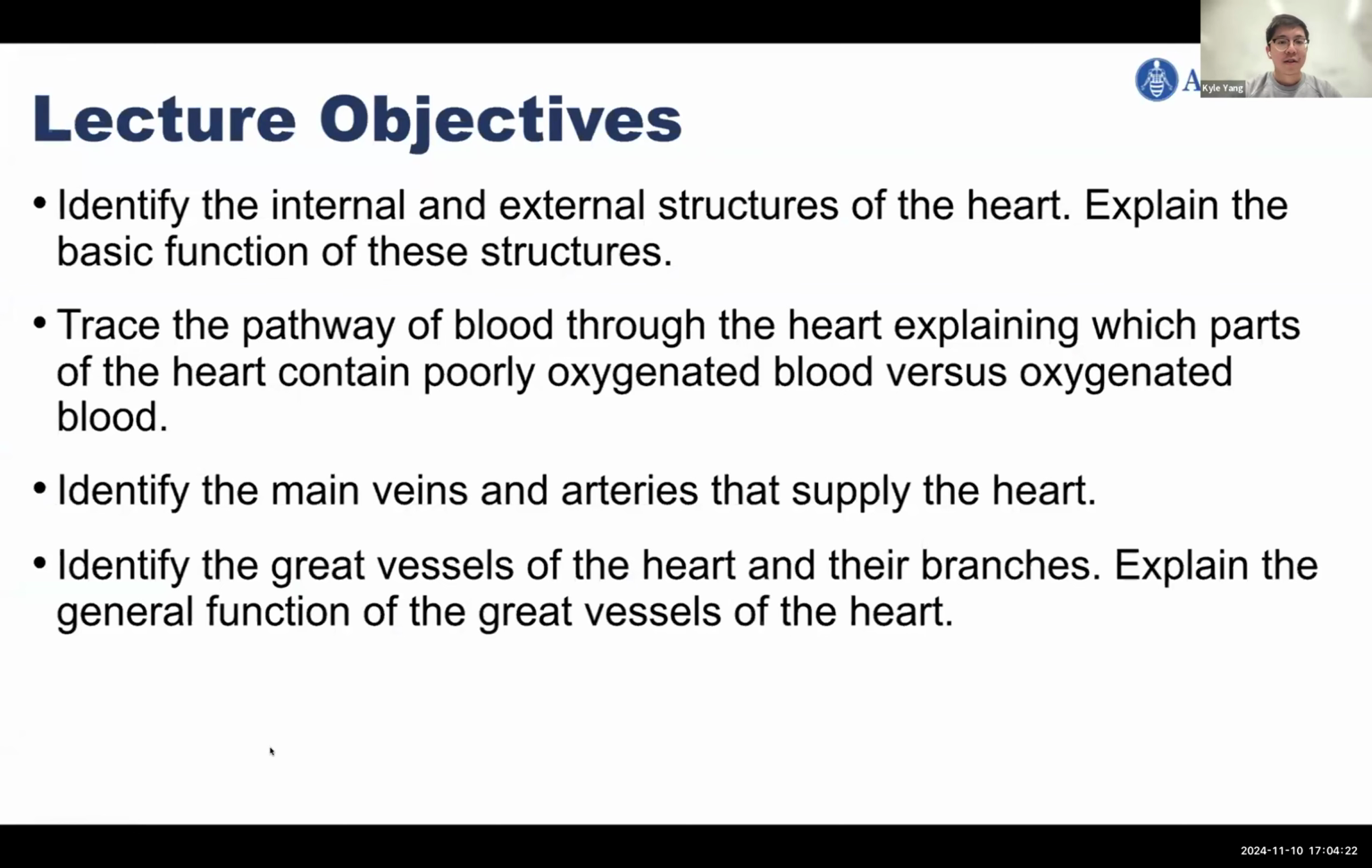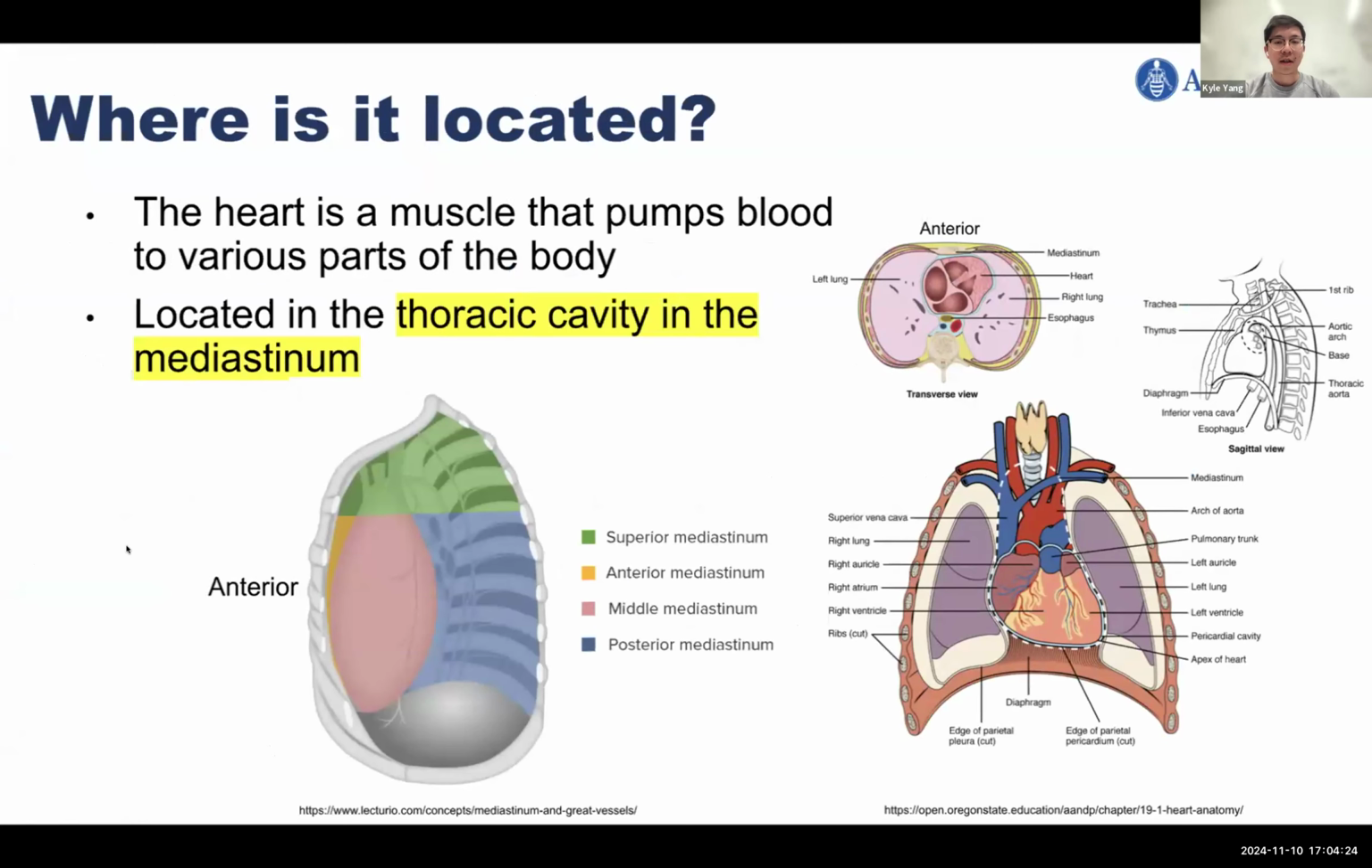Okay. So jumping right in here with where the heart is located and what the heart is, I'm sure all of you know, the heart is a muscle that pumps blood to various parts of your body. It is a vital organ for the functioning of your body overall. And it is located in the thoracic cavity in the mediastinum. And so I have here the mediastinum where my cursor is, and the mediastinum is generally divided into 4 parts.